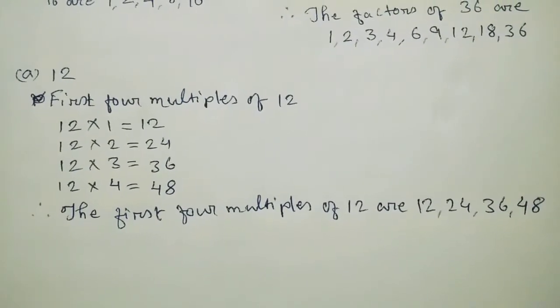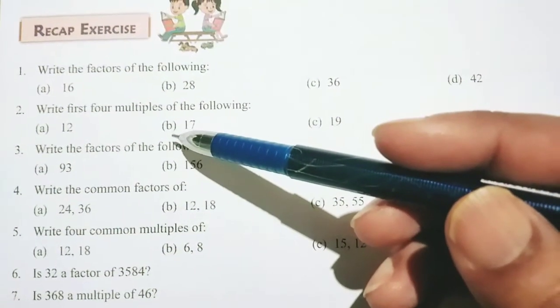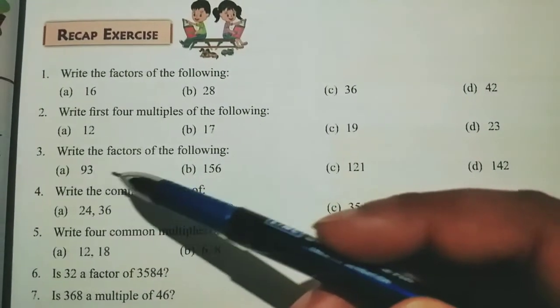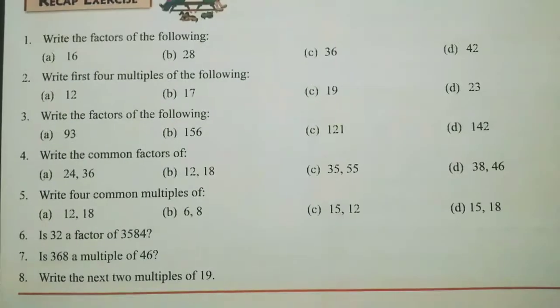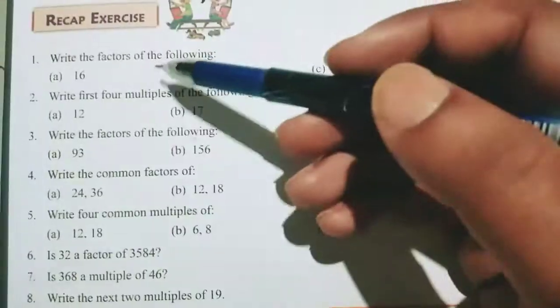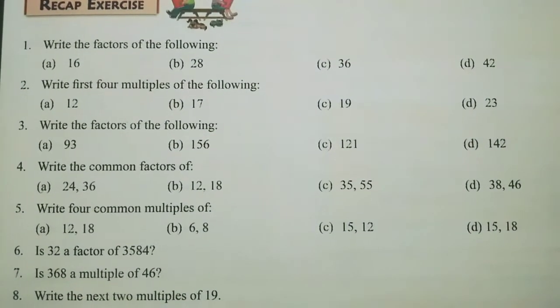Multiples are very easy, only writing the multiplication table. So you have to do B, C and D by yourself because they are very easy. Now question number 3, write the factors of the following. This question number 3 is the same as question number 1. You can see you have to write the factors of the following here also. So these questions you do by yourself at home.